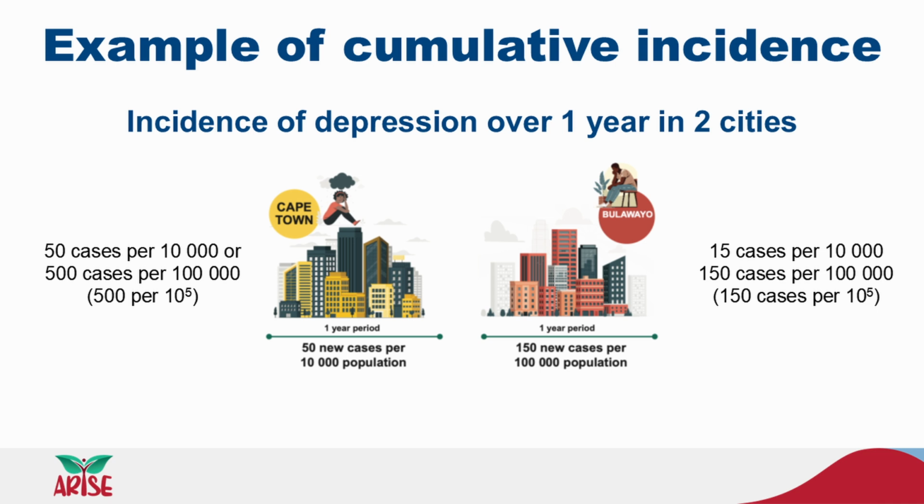By calculating the incidence for the same unit of population, that is 100,000, we have made these two figures easy to compare. Thus, we can see clearly that the incidence of depression was larger in Cape Town than in Bulawayo during the year.